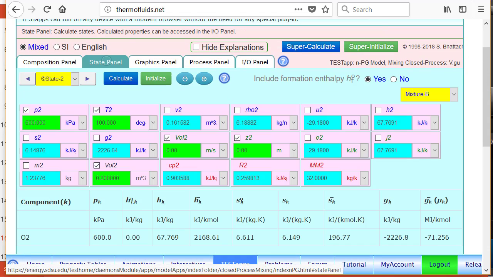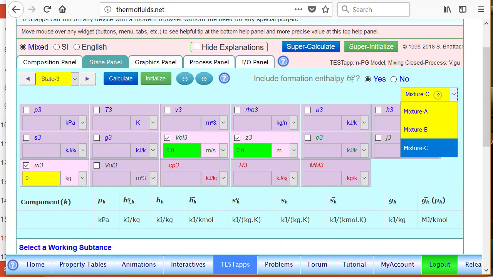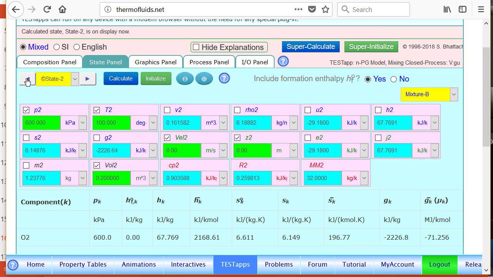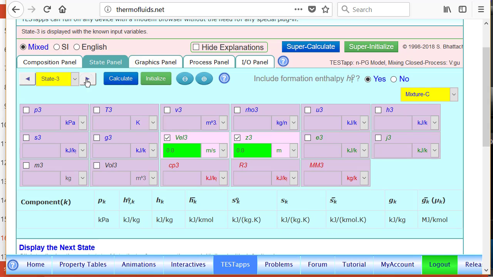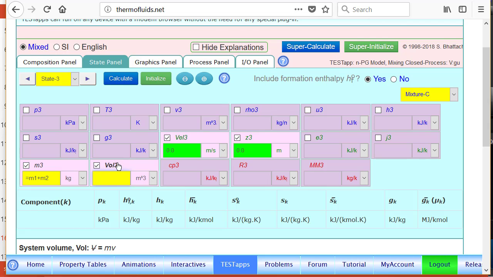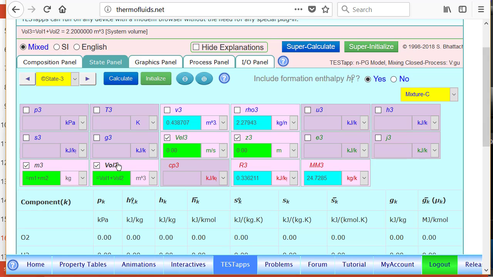We go back to the state panel, and this time we can calculate state 3, at least partially, because now we know it's mixture C. Remember, this is a very important step to make sure that state 2 is mixture B, state 1 is mixture A, so state 3 should be mixture C. What we know about this final state is that mass must be conserved, M1 plus M2, and the volume must be the total volume. But that's not sufficient to calculate the state, obviously. P3 and T3 are our desired unknowns.